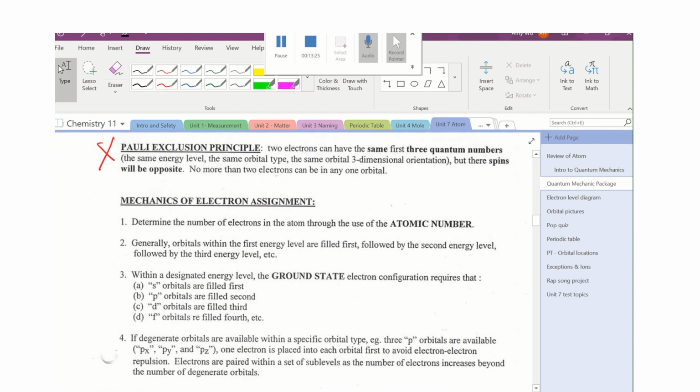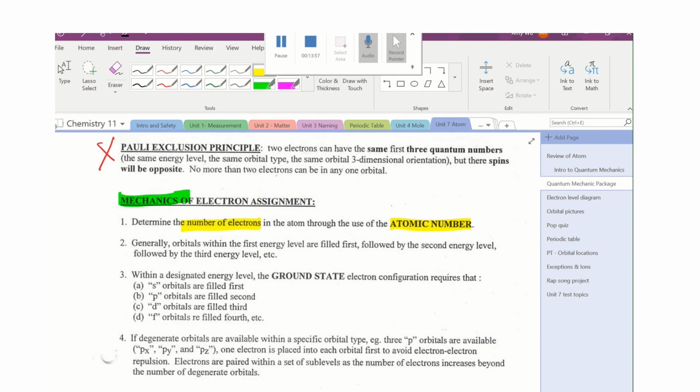Okay, so here, let's focus on this part, mechanics of filling, how to assign electrons into an atom. So here are the steps. Step number 1, you're going to determine the number of electrons in the atom. You just need to figure that out using the atomic number. We assume that it is neutral. So say carbon has 6 protons, then it must have 6 electrons. So that's easy. Determine the number of electrons.